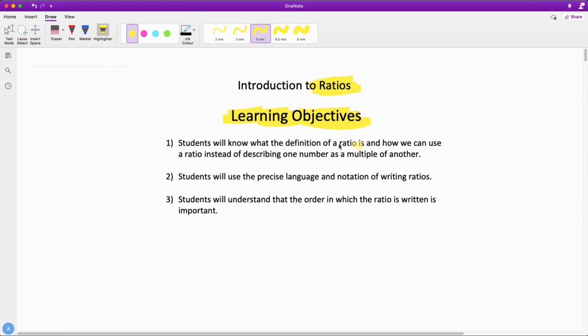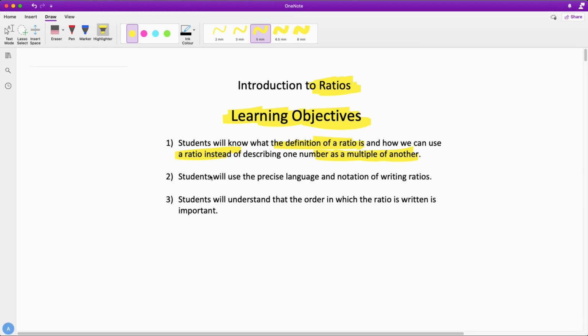Students will know what the definition of a ratio is and how we can use a ratio instead of describing one number as a multiple of another. Meaning, instead of saying, oh, this is twice as large as that number, we can represent it as a ratio. All right. So it's just a way for us to describe these two quantities. So we're going to define what a ratio is and how we can use a ratio instead of a multiple.